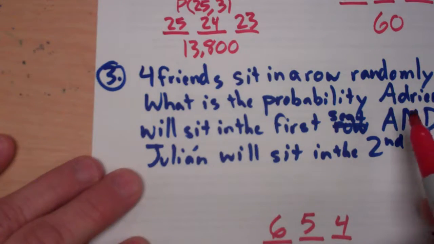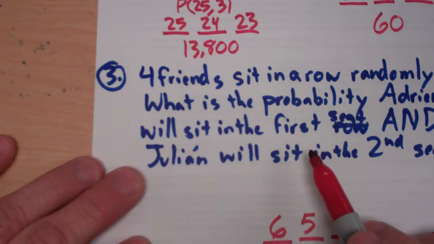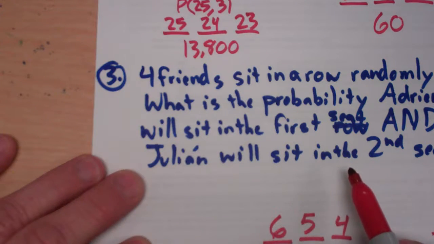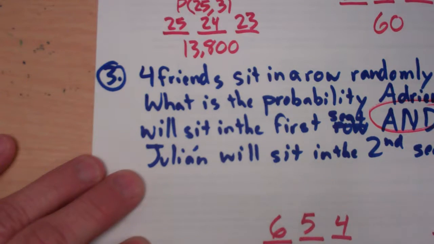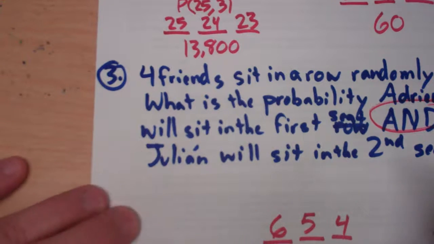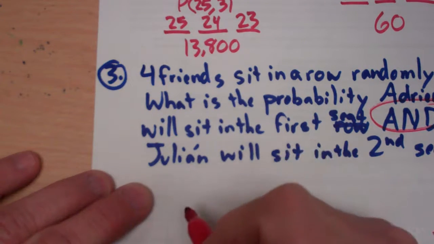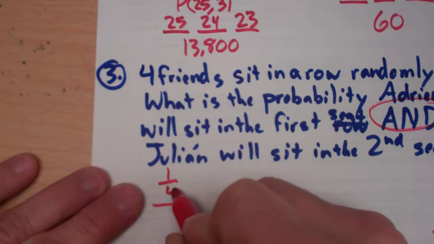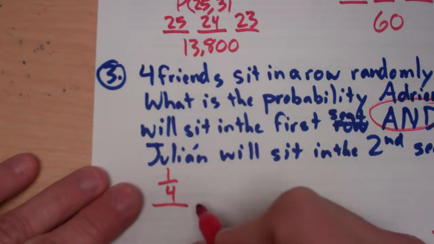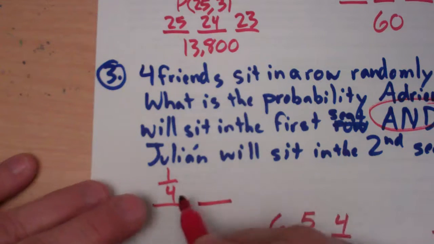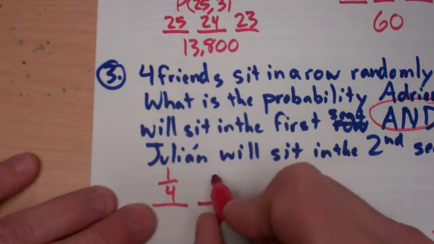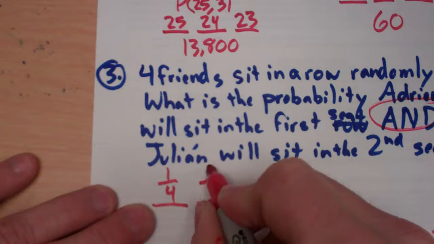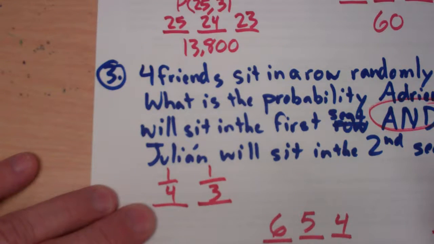4 friends sit in a row randomly. What is the probability Adrienne will sit in the first seat and Julian will sit, and I highlighted the word and there, Julian will sit in the second seat? Well, how many people could sit in the first seat? 4. So there's a 1 out of 4 chance that it's Adrienne. How many could sit in the second seat? Well, one of them's already sat in the first seat, so there are only 3 choices. There's a 1 in 3 chance that it's Julian.